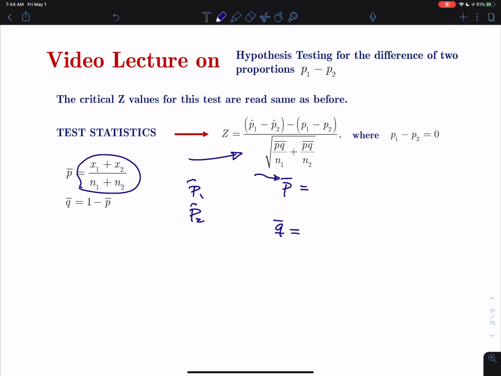If you have two x's and two n's, the sample proportion for both of them combined is calculated using the formula: x1 plus x2. You add the x's and you divide by the sum of the sample sizes, the sum of the n's. And of course, Q bar is always 1 minus P bar. So that's the only new thing you're going to encounter.